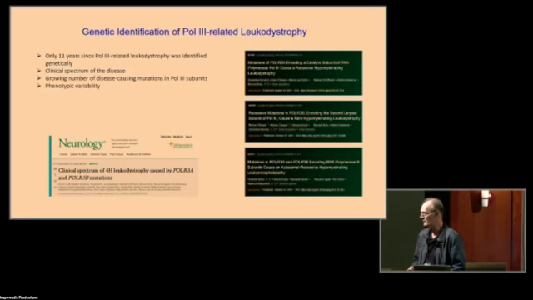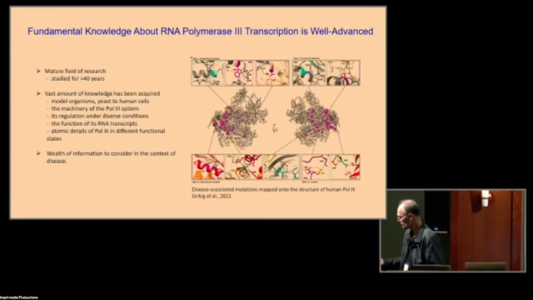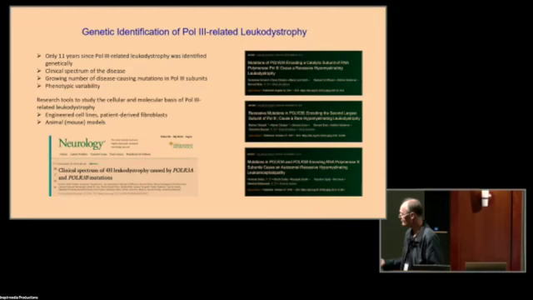So in what's been a relatively short period of time, only 11 years since the genetic identification of this disease, a tremendous amount has been accomplished. And a part of that has been the development of important research tools to study the cellular and molecular basis of polymerase-related leukodystrophy. And this includes cell lines engineered to contain mutations found in the patient population, patient-derived fibroblasts, and as we've heard, iPSCs that can be turned into oligodendrocytes and other cell populations that express the mutation.